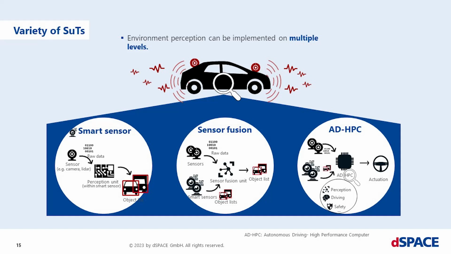For low-level SUTs, the perception unit is usually integrated with the sensor component. In this case, a smart sensor such as camera, radar, or LiDAR is responsible for object detection and interpretation. The result is provided as object lists on sensor output and connected to the vehicle bus. Requirements for replay systems to test smart sensors are quite low due to low number of interfaces and reduced bandwidth.